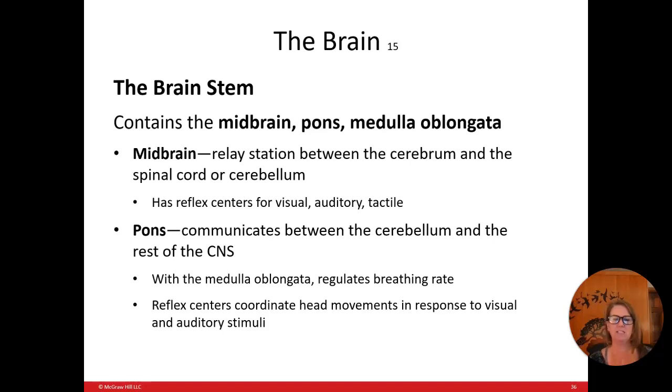Then we have the pons. I believe I referred to that as the coffee bean. And it's also going to be doing some communication. So it's communicating between the cerebellum or the little brain and the rest of the central nervous system.